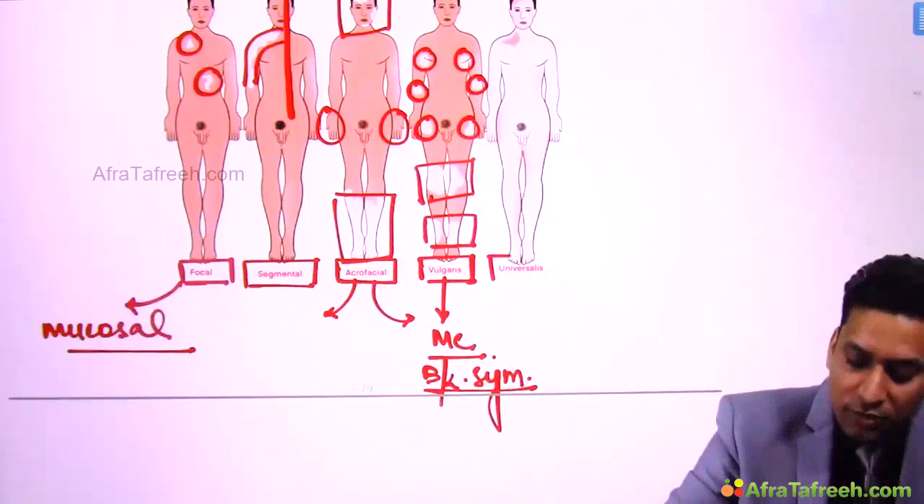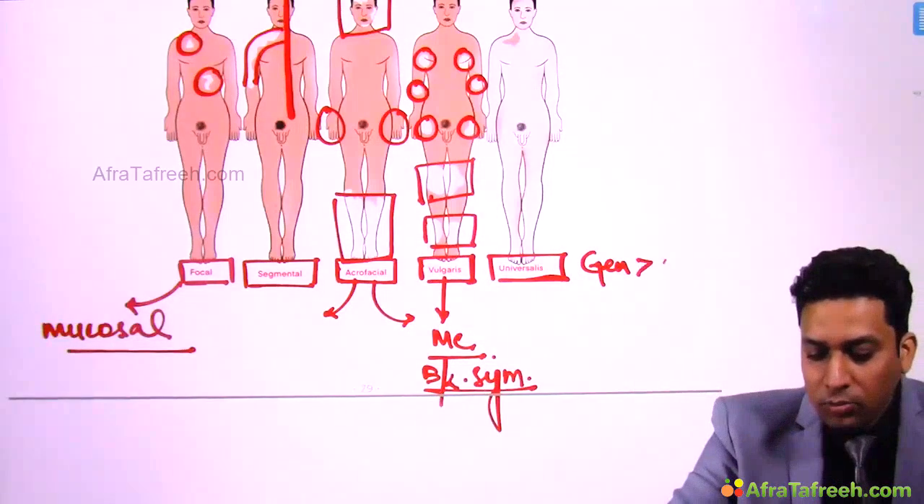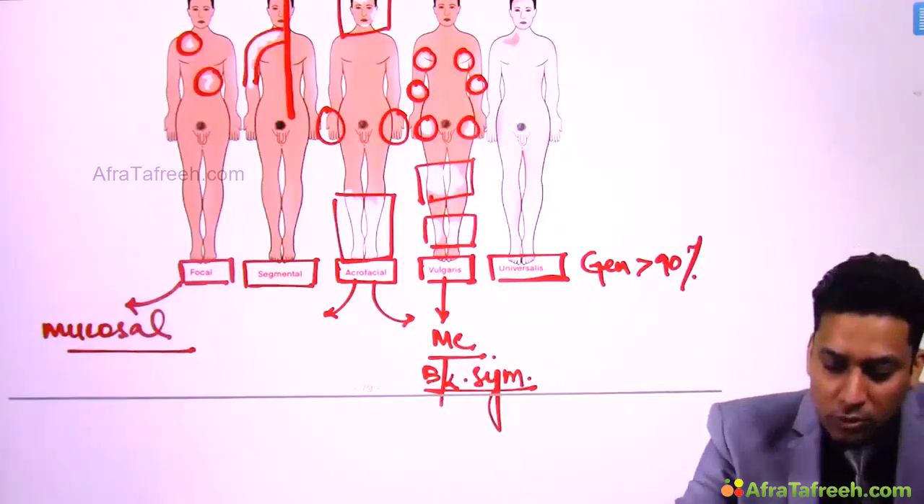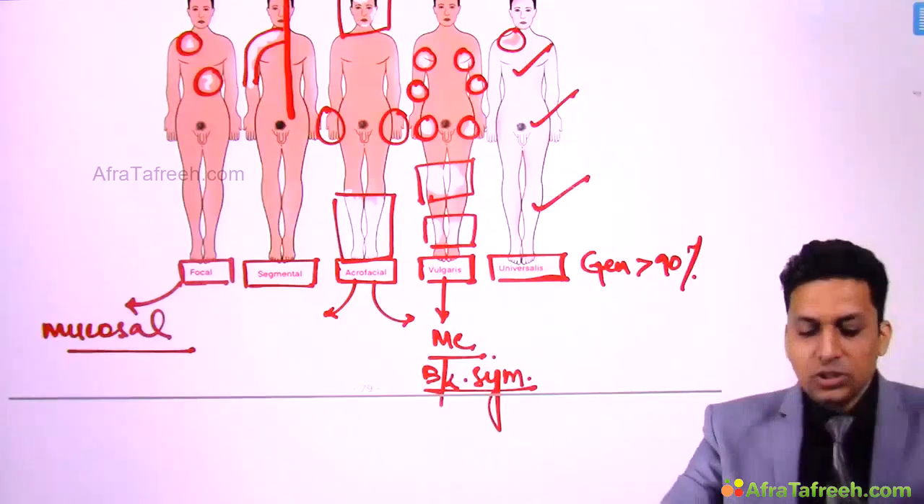And then there is universalis type where there is generalized involvement. Almost more than 90% of the skin is involved, so only few areas are spared, rest whole body is involved. So this is universalis type.